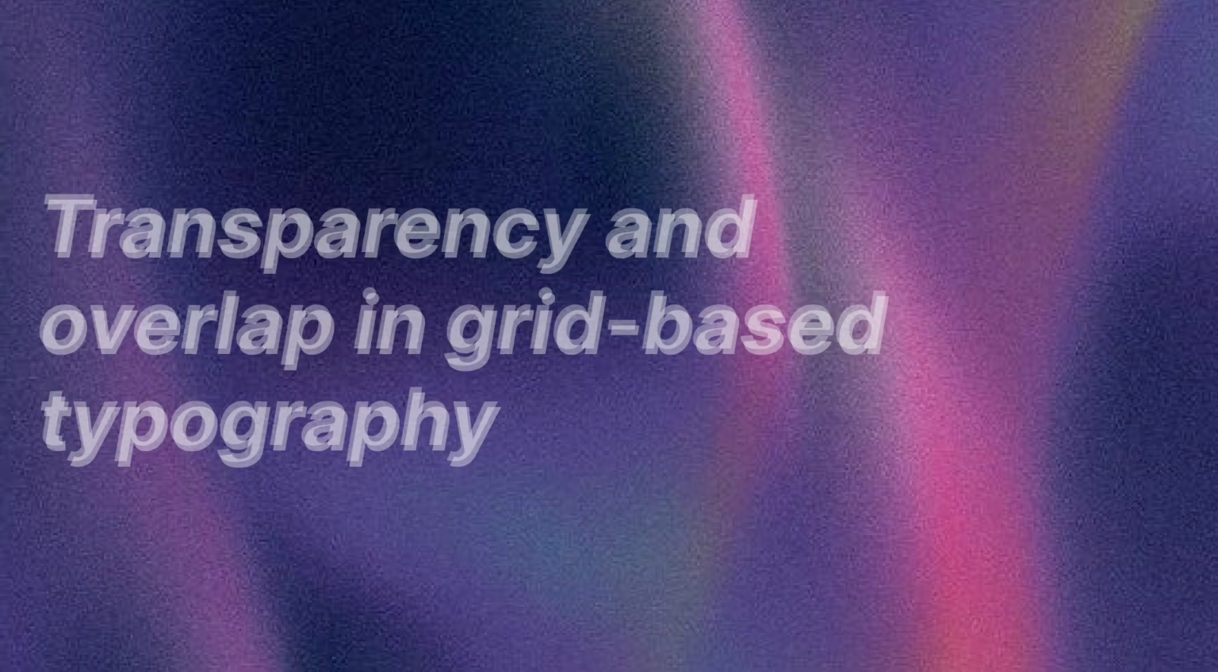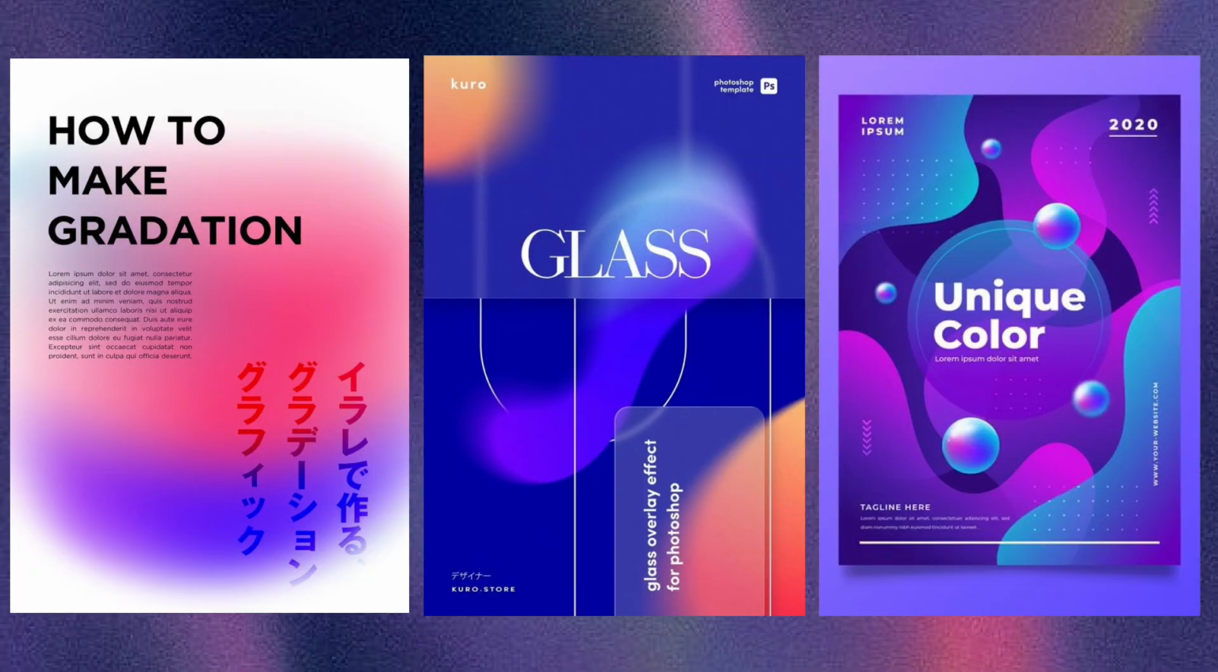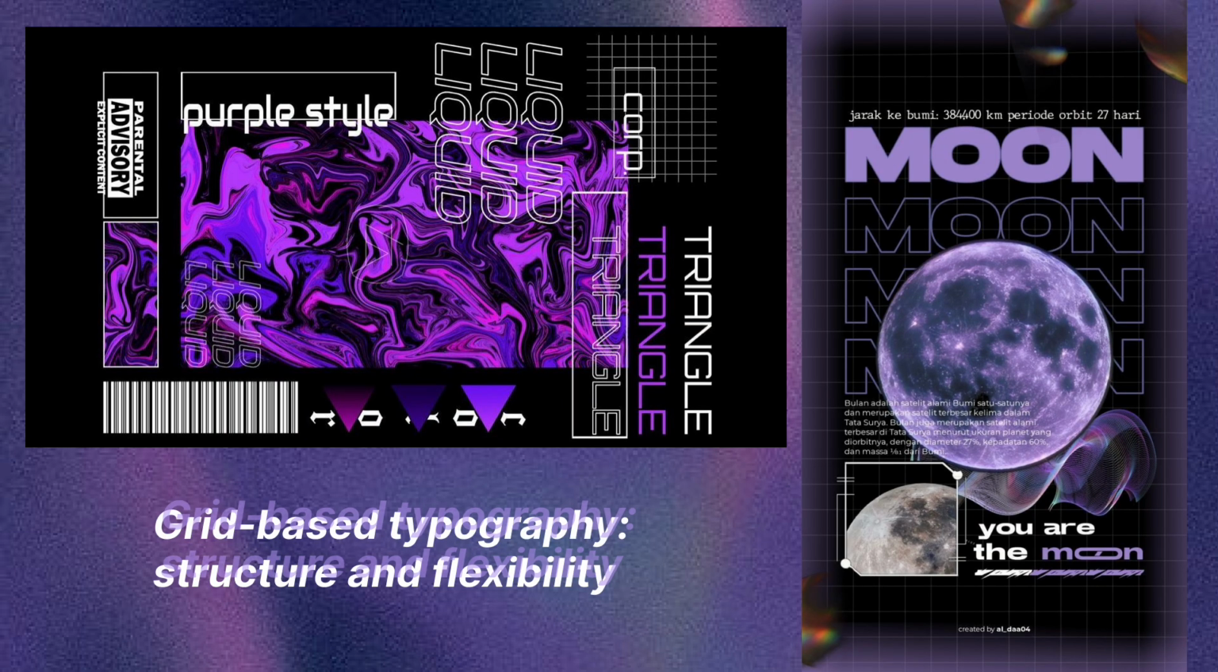Transparency and overlap in grid-based typography. Modern graphic design aesthetics actively uses the principles of transparency and overlap to create visually complex, dynamic, and expressive compositions. In the context of grid-based typography, these techniques acquire special importance as they allow for a harmonious combination of strict structure with creative freedom.